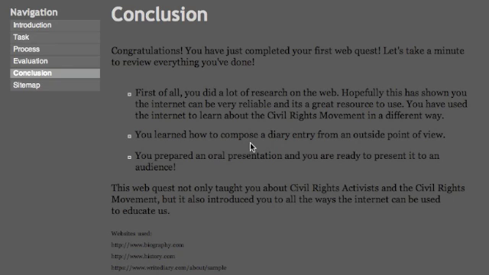This Webquest not only taught you about the civil rights activists and the civil rights movement, but it also introduced you to all the ways the internet can be used to educate us.